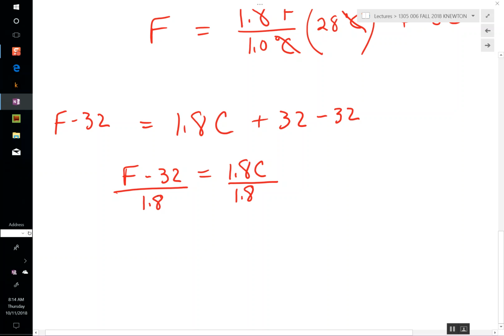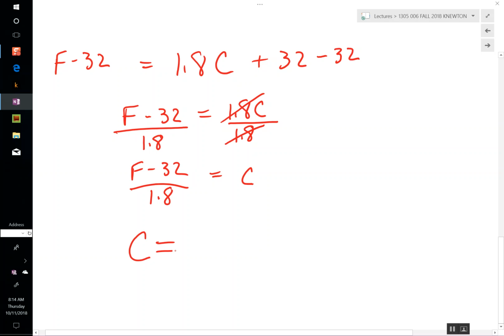Why do I want to do that? I want to get rid of the 1.8 in front of the C. 1.8 divided by 1.8 is 1. So now I have C equals F minus 32 divided by 1.8. And what do I have? I have the second equation, how to convert Fahrenheit into centigrade.